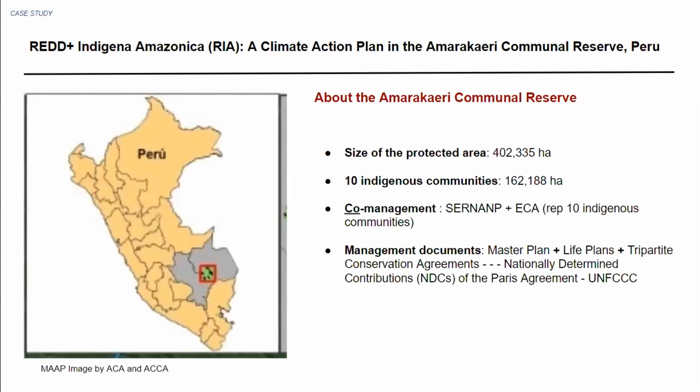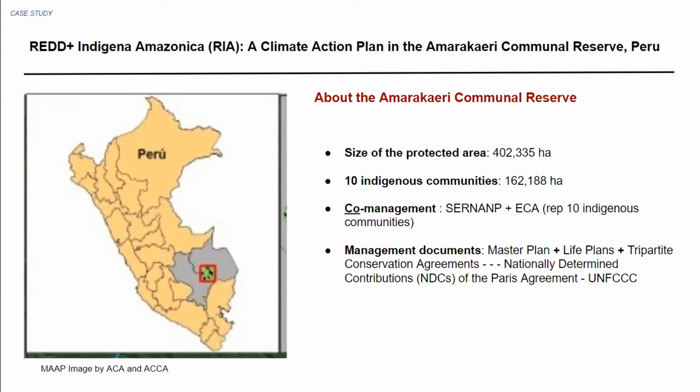So the case study of RIA in Peru took place in the Amarakaeri Communal Reserve. This is a protected area in southern Peru in the Amazon, in the region of Madre de Dios. The size of the protected area is about 400,000 hectares, and around the protected area there are 10 communities that are about 162,000 hectares. And the cool thing about this type of protected area in Peru is that it is co-managed.